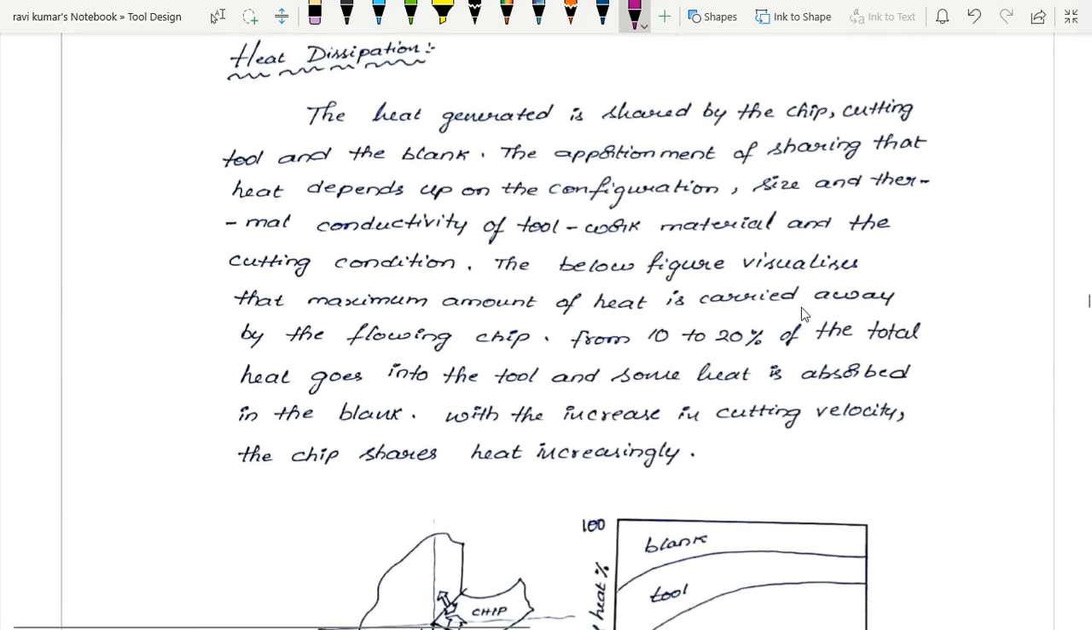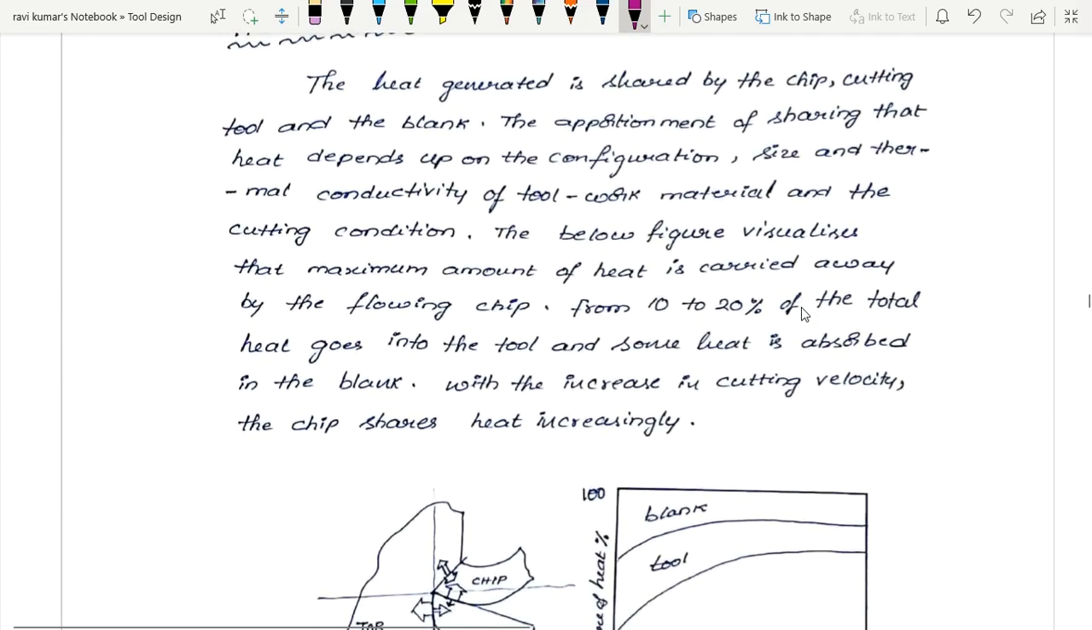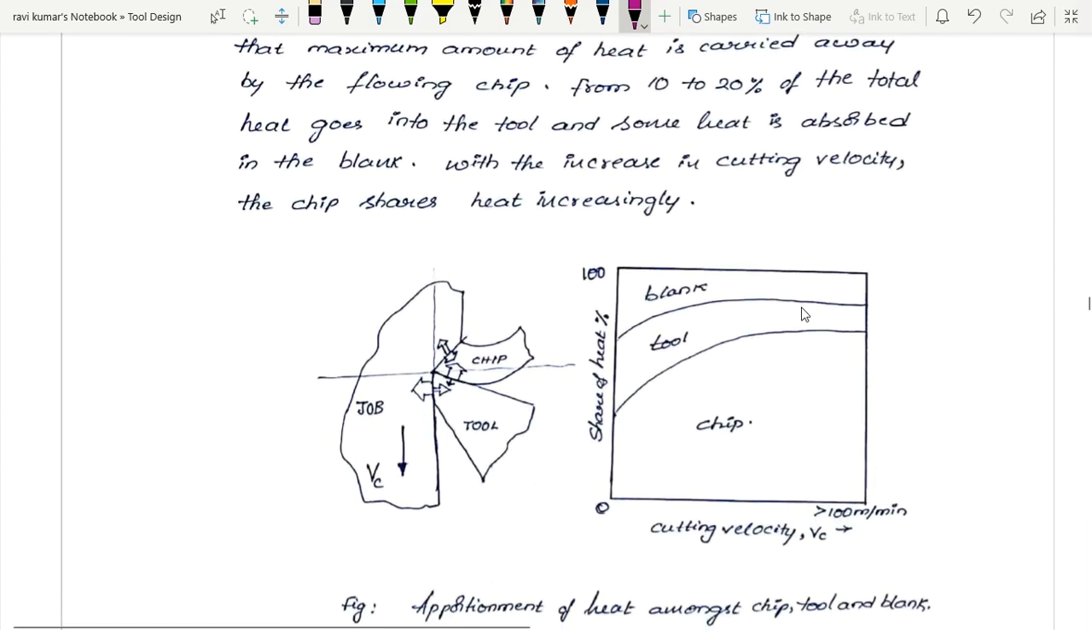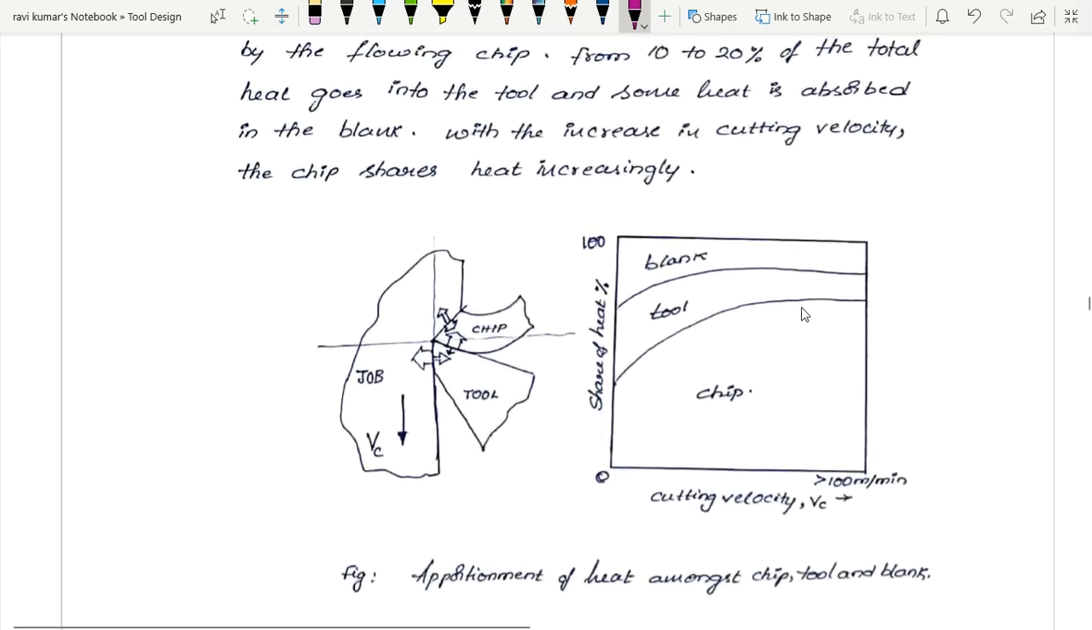Next, one should also talk about the dissipation. So whatever heat has been generated in the shear zone, at the chip tool interface, similarly work and flank rubbing, the majority of heat is carried away by the chip. So depending upon the cutting velocity, more and more heat is carried away by the chip. The next sink of heat removal is the tool material. So the tool absorbs further amount of heat and it transfers to the machine tool body.